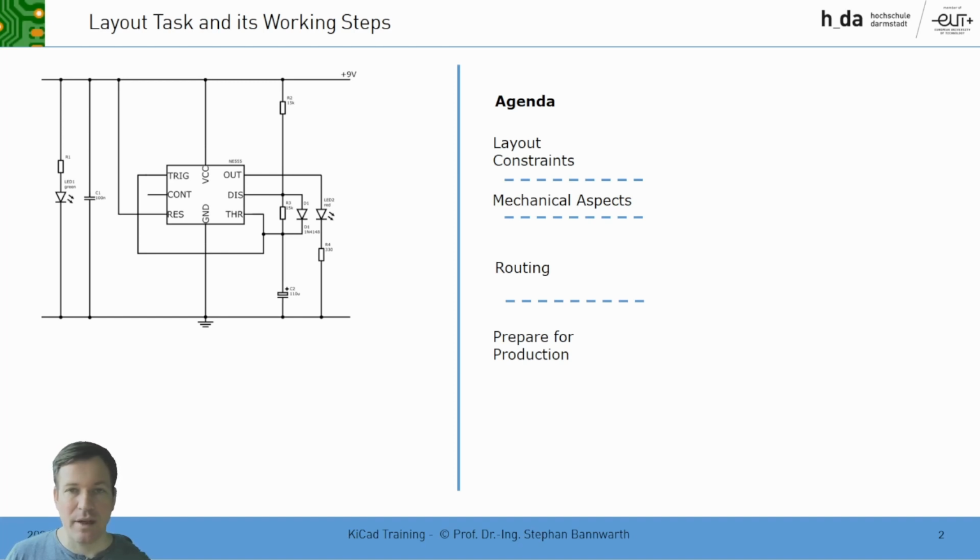Before we start, I want to motivate our KiCad tool training for today about layout tasks and its working steps. So what we did is we entered the left schematic into our KiCad program. And now we have to do the following. We have to discuss layout constraints, mechanical aspects, we have to do the routing, and we have to prepare our data for production. So these are the 4 major steps we have to do in order to produce our PCB.